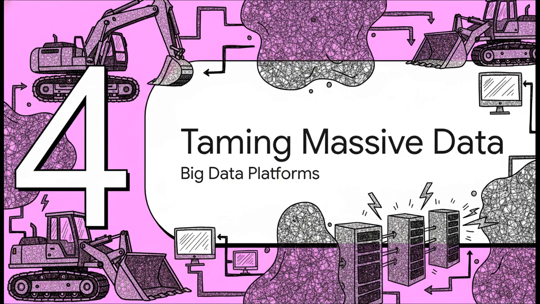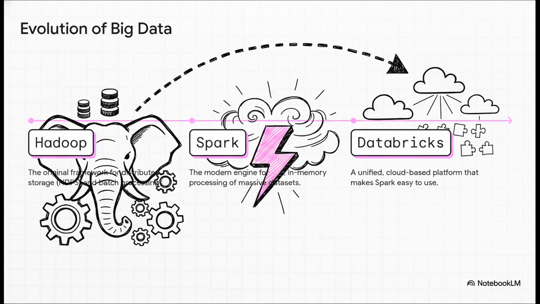What happens when your data is so massive that it can't even fit on a single computer? That's when you need tools designed to work across a whole cluster of them. You know, this timeline tells a fantastic story of innovation. Hadoop was the pioneer. It allowed companies to store and process huge data sets affordably. Then came Apache Spark, which supercharged processing by doing it in memory, which is just a way of saying it's much, much faster because it works in the computer's quick access memory instead of on a slow hard drive. And today, platforms like Databricks make Spark accessible to everyone in a unified cloud-based environment.